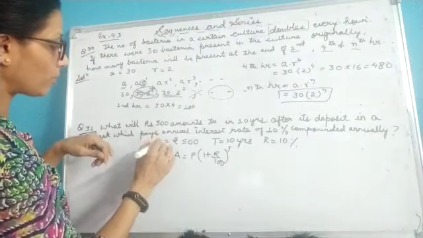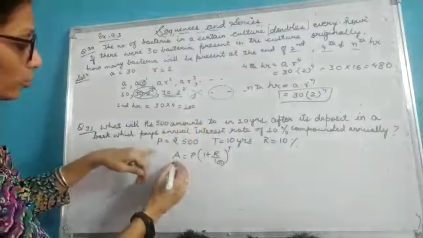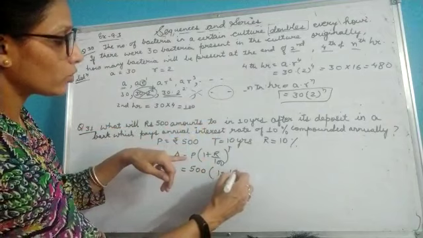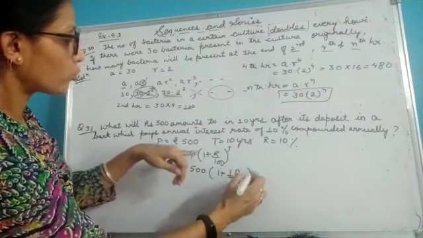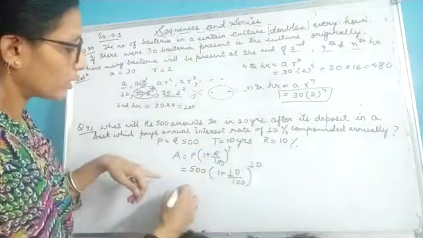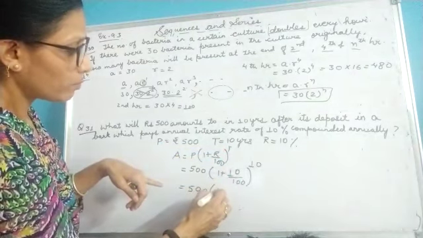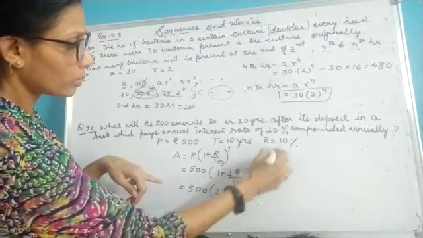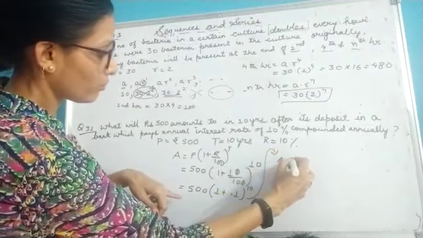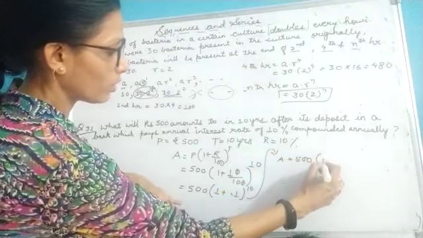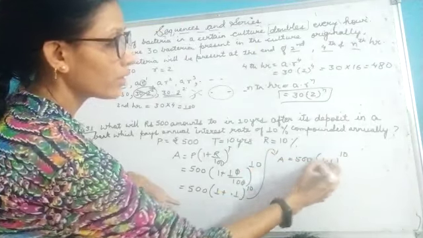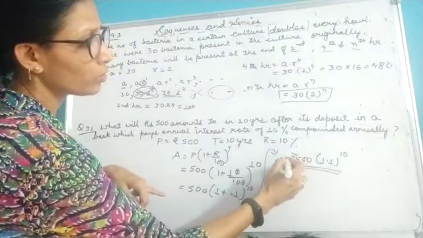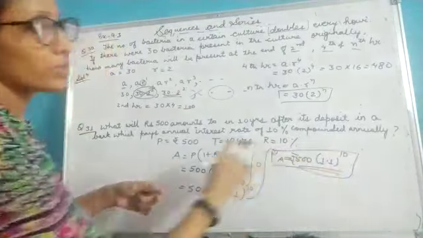So this is your principal amount which you are depositing. Here your principal amount is 500. 1 plus r, given to you as 10 by 100, raised to power t, which is again 10. So I am getting it as 500 into 1 plus 0.1 raised to power 10, or simply I can write it as 500 into 1.1 raised to power 10, which you need not calculate, and this is the total amount in rupees. So this is your final answer in rupees. Have a look.